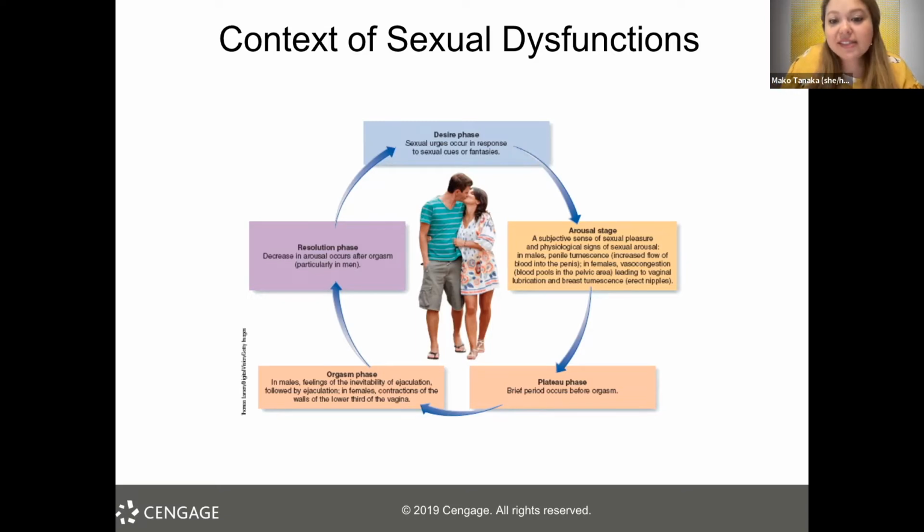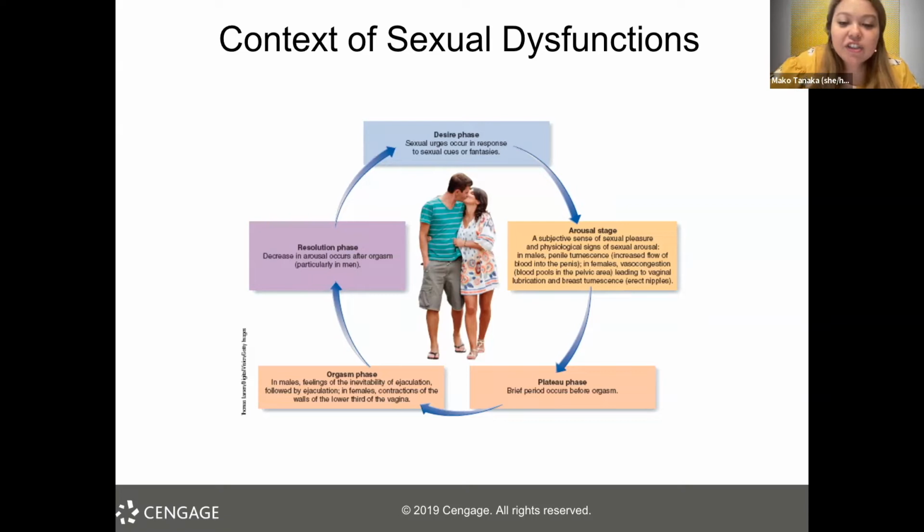The first phase is the desire phase. And this is when urges start to develop. This could come from sexual cues or a fantasy that a person is having. And the next stage is the arousal stage. And this represents all of the pleasurable psychological and physiological changes that occur as people are engaging with their sexual urges. You can think of things like increased blood flow to the penis, increased blood flow to the pelvic region, vaginal lubrication. These are all examples of changes that might occur at the arousal stage.